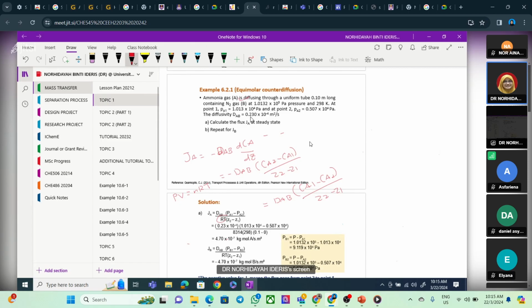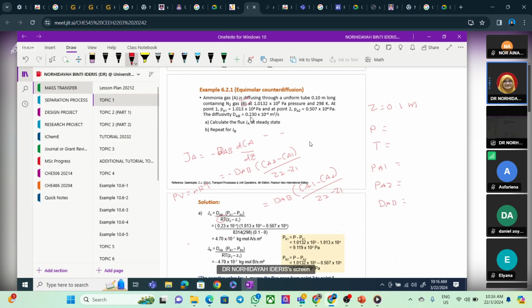Ammonia. So the Z is 0.01 meter. Given to you the pressure and temperature. The value of PA1 is given. PA2 is given. And then the DAB is given.